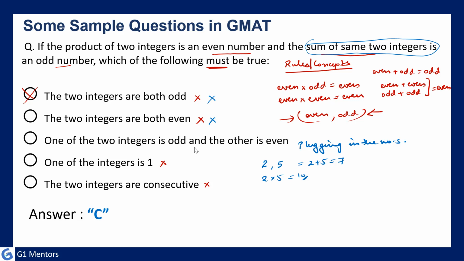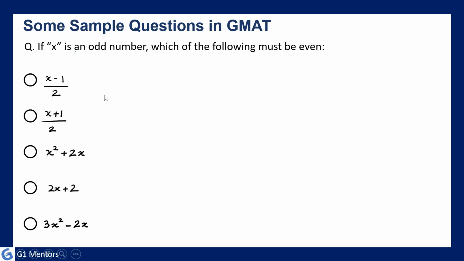One of the two integers is odd and the other is even. So yes, this may be a possible answer choice. One of the integers is 1. No, in our example it is not. The two integers are consecutive. No, in our example this is also not the case. So this way also the answer option is C. There are other examples which we'll be taking up in the coming slides. So let's see those.